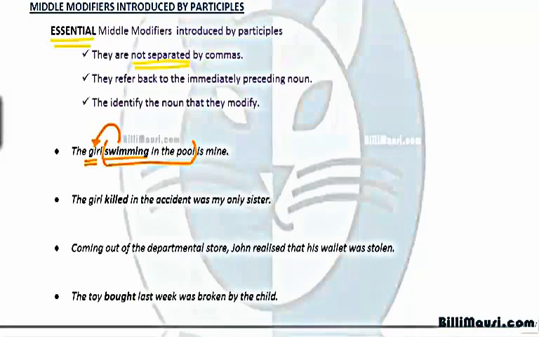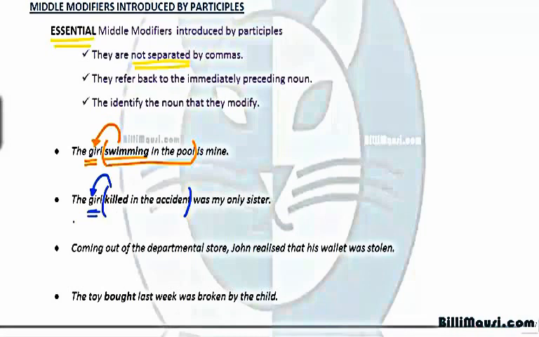Okay, so let's see the next sentence and we will notice that same things apply here as well. The girl killed in the accident was my only sister. So let's put this in parentheses again to understand it better. The girl was my only sister. Which girl was my only sister? The one who was killed in the accident. So again, it is identifying the noun. Killed in the accident is modifying the girl, and it is the preceding noun.